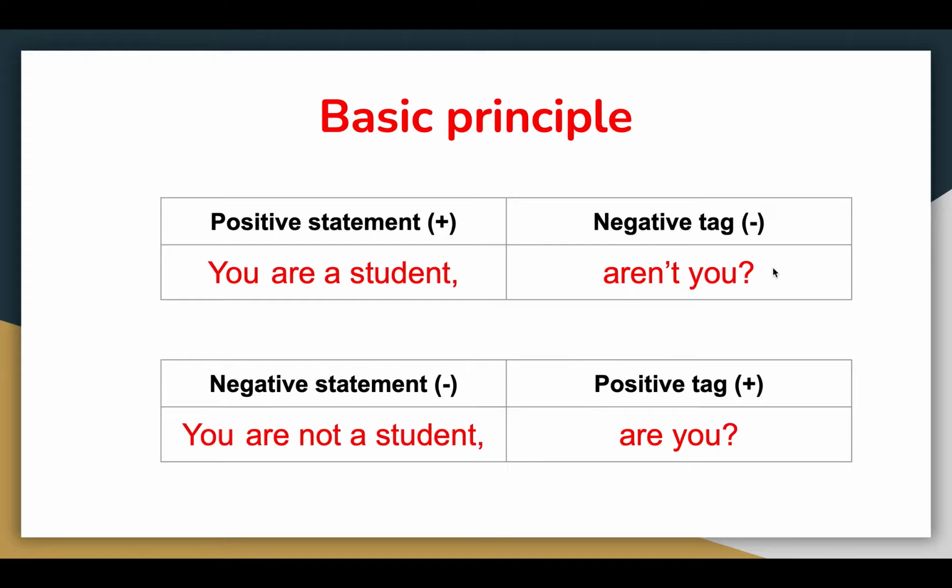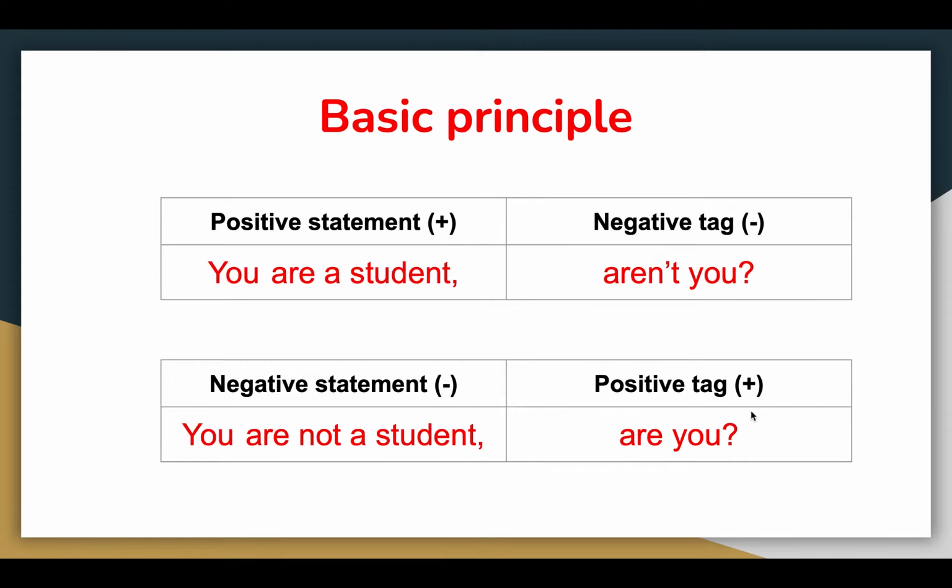Now, let's talk about the intonation, how to actually use our voice, and what we actually mean as we go along. But in this case, you are a student, aren't you? "Aren't" is basically "are not." Now, if your statement is negative, it's going to be paired with a positive tag question. You are not a student, are you?